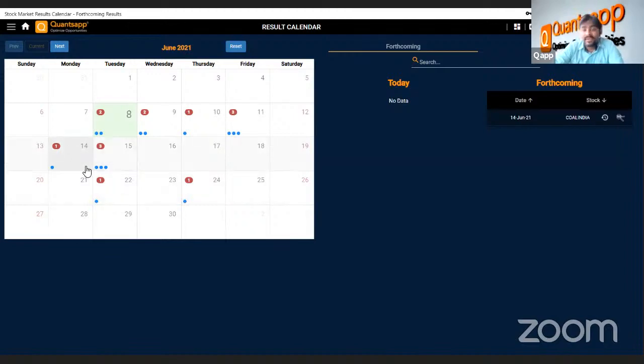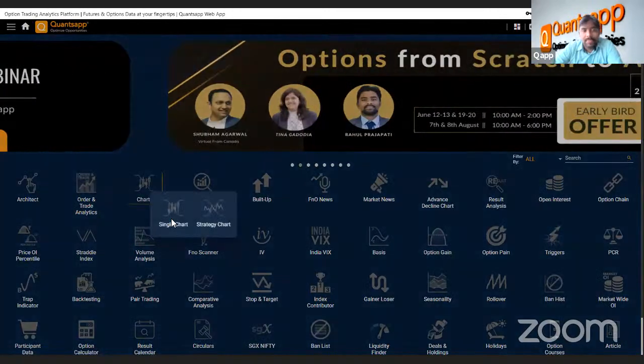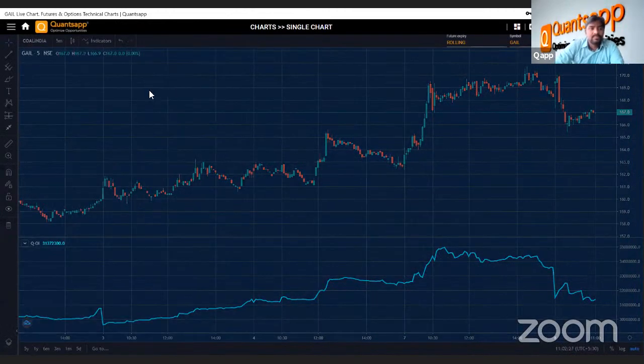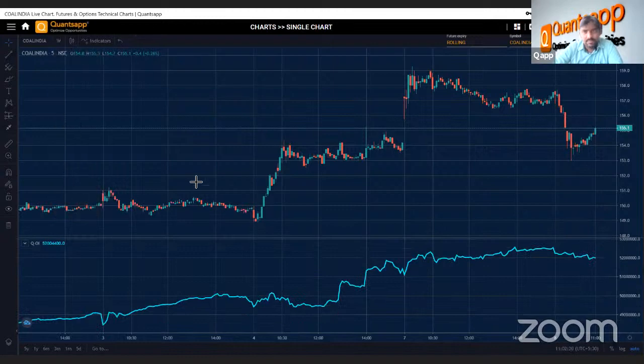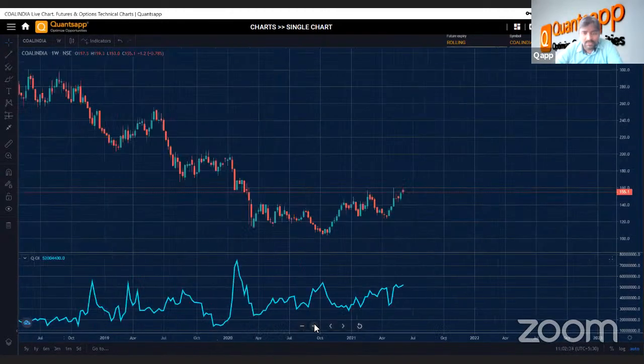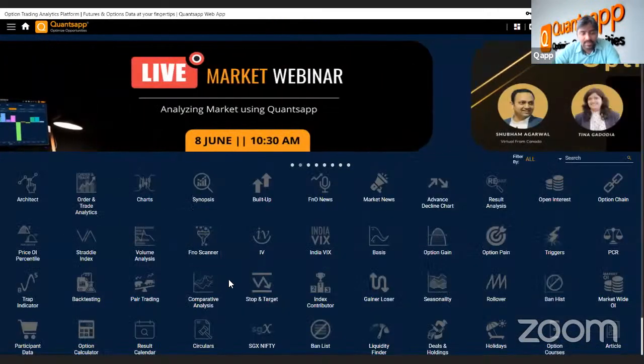Coal India probably has a result on the 14th. So if we check the weekly chart of this particular stock, the stock is likely to move above this. The 160 level is facing a resistance here. So let's try to see what's happening in this particular stock.